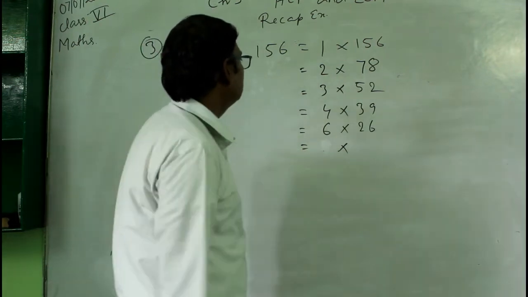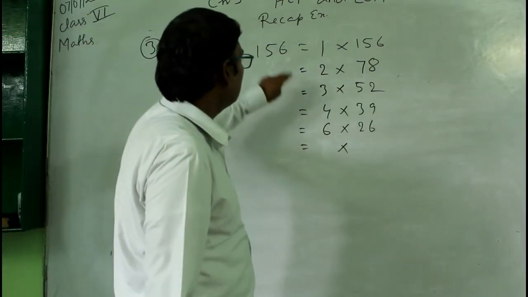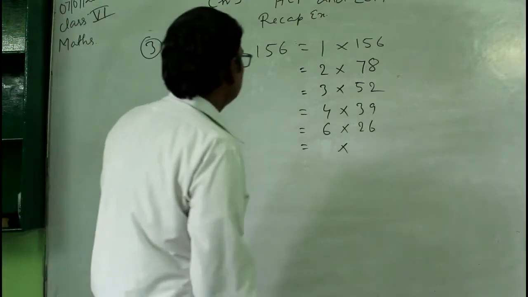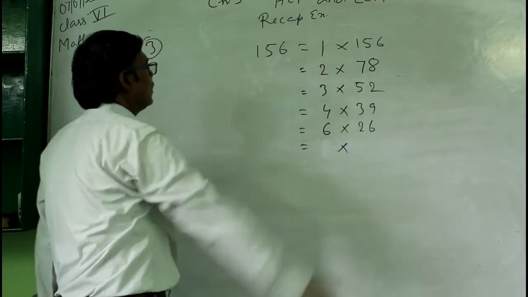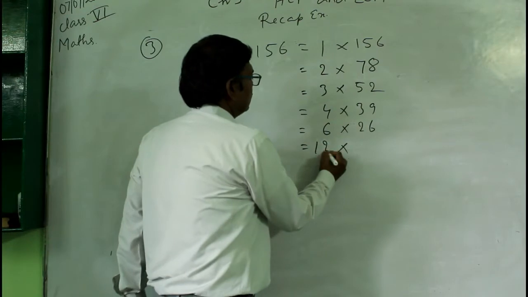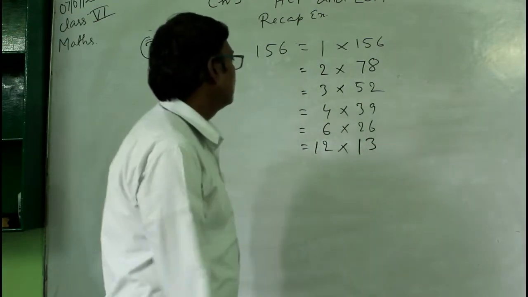Okay, then find 9. It will not go by 9 also. Then 10, no. Then 11. 11 1s are 11, then it will not go by 11. Then 12. 12 1s are 12. It will go by 12 also. Okay, 12 1s are 12 and 12 3s are 36.